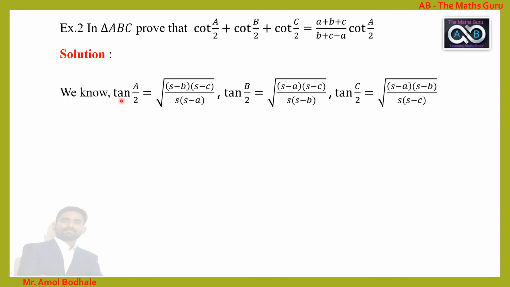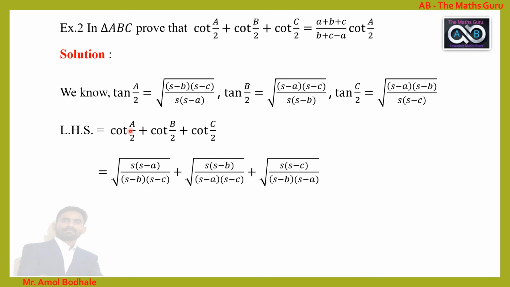So here we know tan A by 2, tan B by 2 and tan C by 2. If we take the reciprocal of these terms, we will get cot A by 2, cot B by 2 and cot C by 2. Let's put this value in LHS. So we'll consider the LHS. Now cot of A by 2 can be written as reciprocal of this, that is square root of s into s minus a upon s minus b, s minus c, plus cot of B by 2 square root of s into s minus b upon s minus a, s minus c, plus cot of C by 2 reciprocal of this square root of s into s minus c upon s minus b, s minus a.